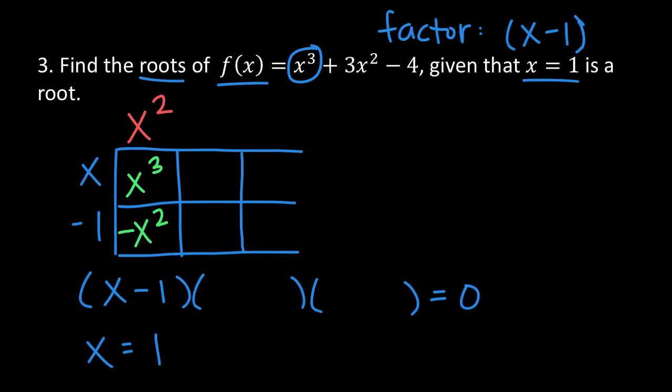I'm going to go to the next column. So I have the x cubed taken care of. Now I want 3x squared. I have a negative x squared. I need to figure out what goes in that box to add to negative x squared to get 3x squared. It's 4x squared. Now those boxes add together to get 3x squared. I'm going to go to the top, and I'm thinking of what to multiply to x to get 4x squared. It would be 4x. And 4x times negative 1 is negative 4x.